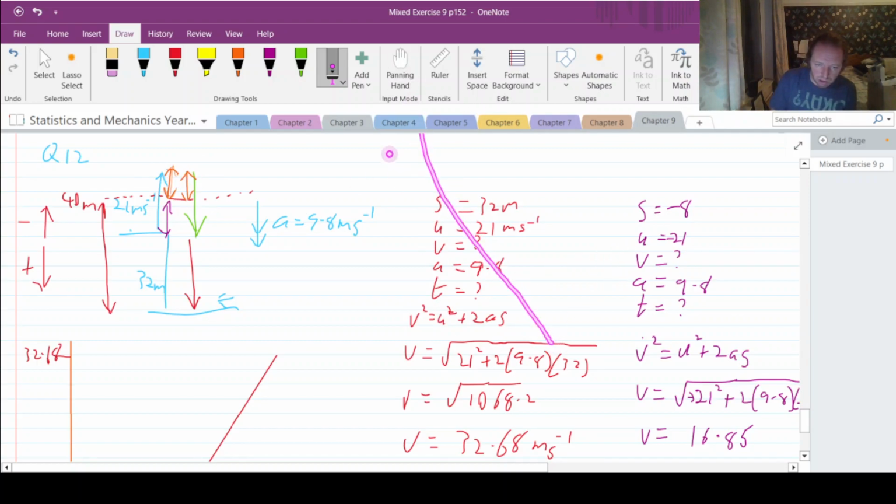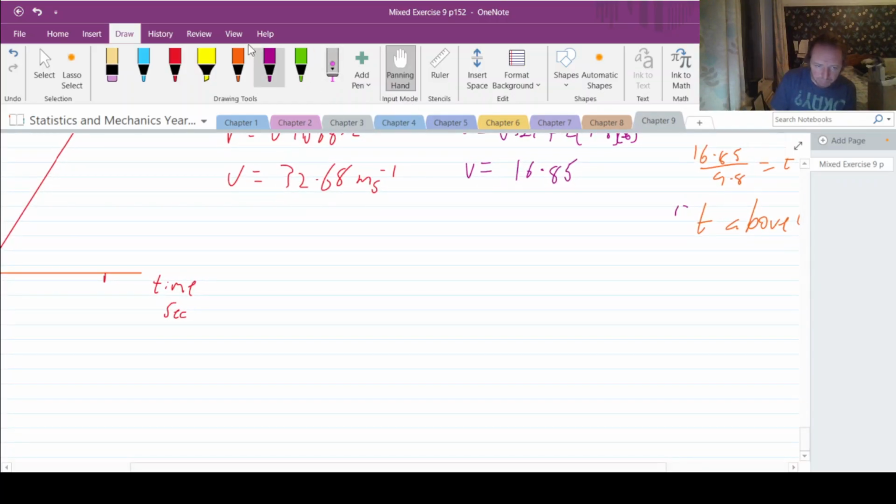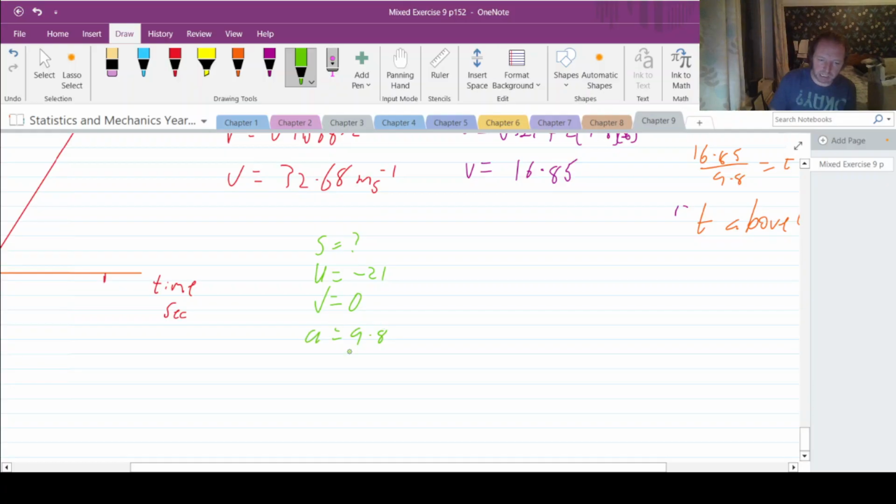So let's quickly do that. The distance I don't know, I don't care about. The initial velocity was minus 21. The final velocity is 0. The acceleration is 9.8. And the time is what I am looking for. So what's that? No S again. V equals U plus AT. So 0 equals minus 21 plus 9.8 T.